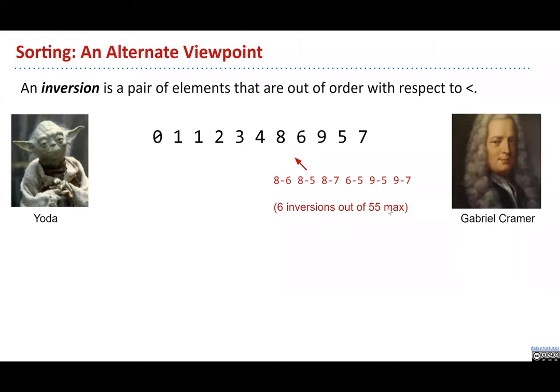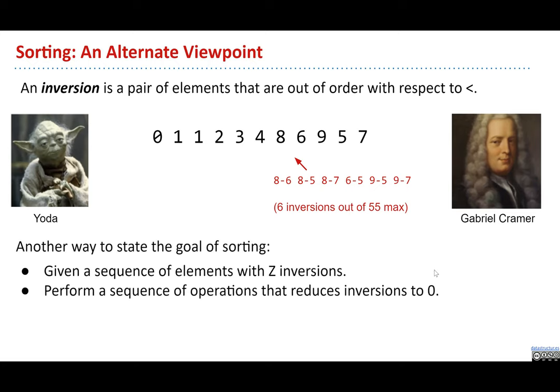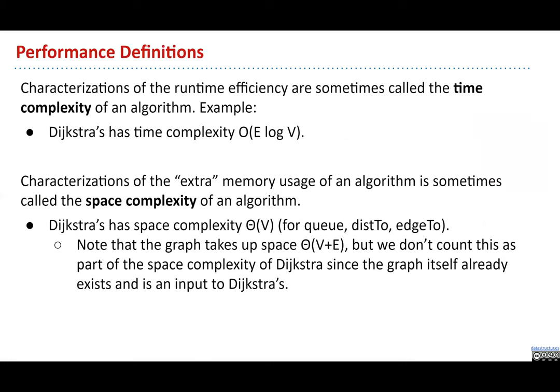And so this was originally invented years, eons ago by Yoda. But then was rediscovered by humans by Gabriel Cramer of Cramer's Rule, who is the more modern inventor. You might have seen this in a linear algebra course, or maybe in a circuits class, or maybe a calculus class. And so another way to state the goal of sorting then is, given a sequence of elements with a non-zero number of inversions, perform operations, whatever they may be, swaps or whatever, such that the number of inversions becomes zero. And that's our goal.